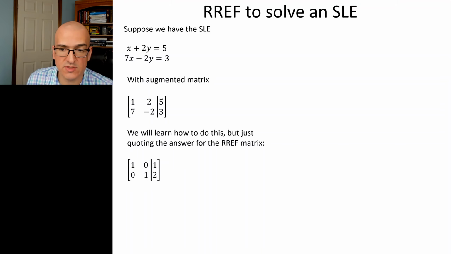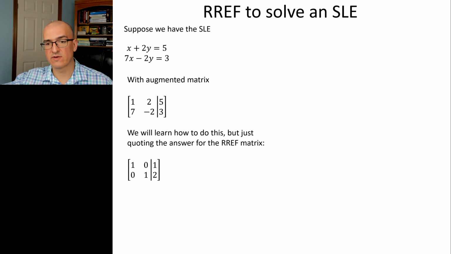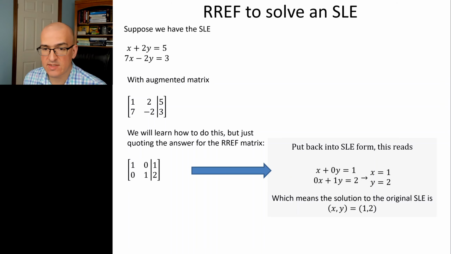A matrix 1, 0, 0, 1 for the coefficient part, and then a vertical line, 1, 2. Once we get to this point, we can state what the solutions are. We would do this by running the process of SLE to matrix backwards, matrix to SLE. The first column represents the x variable, the second column represents the y variable. So when we read row 1, it says that 1 times x plus 0 times y is equal to 1, and 0 times x plus 1 times y is equal to 2, which very clearly states that x is 1 and y is 2. That means that these two lines cross at the point 1, 2.